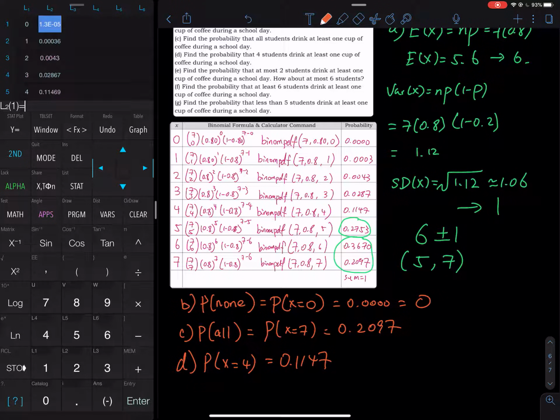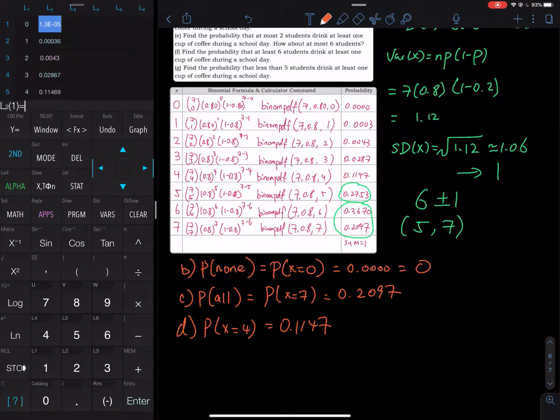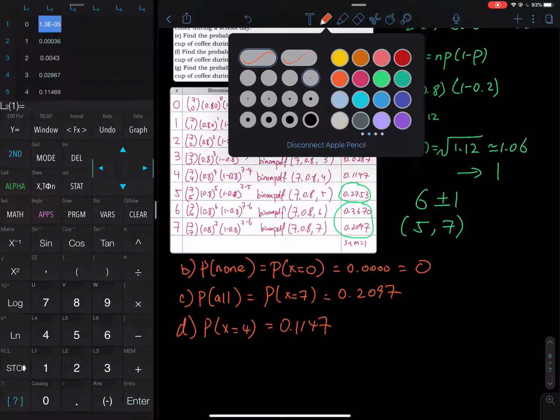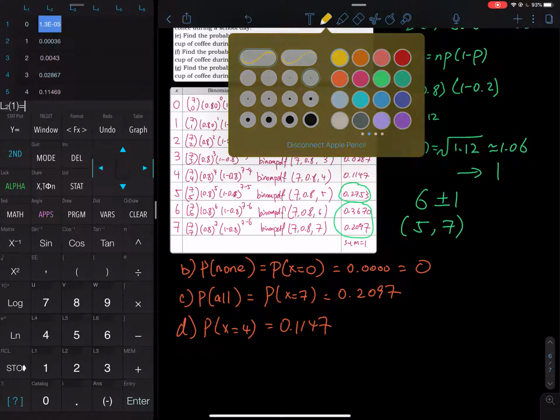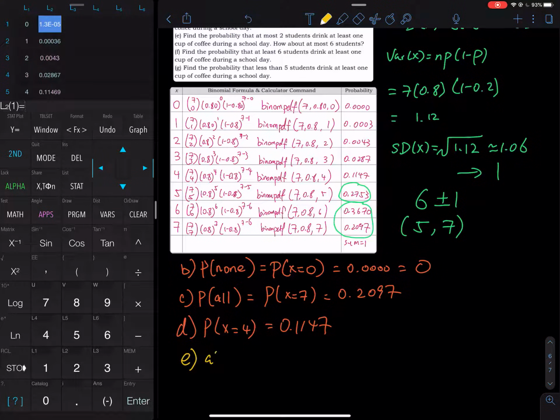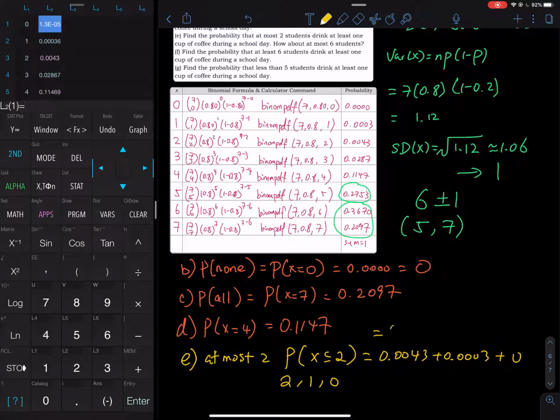Wait, hold on. D and then E, right? Haven't done E yet. At most 2. So E is at most 2. Let's switch color for the at most 2. What is at most 2? At most 2 means the maximum is equal to 2. So less than or equal to 2 includes 2, 1, and 0. So probability of 2, probability of 1, and then probability of 0. Overall, you have 0.0046.